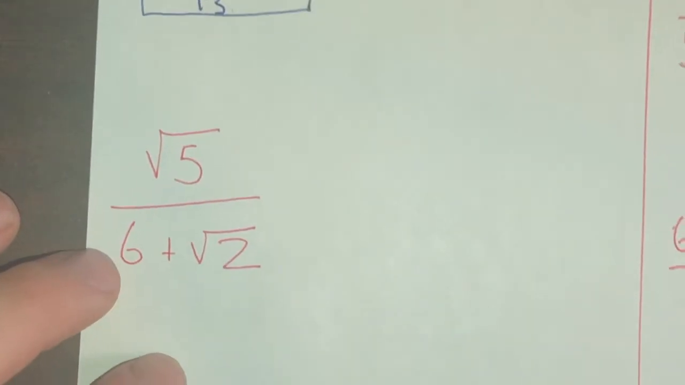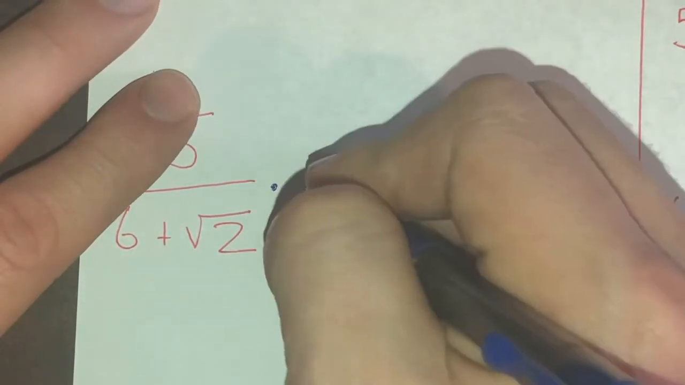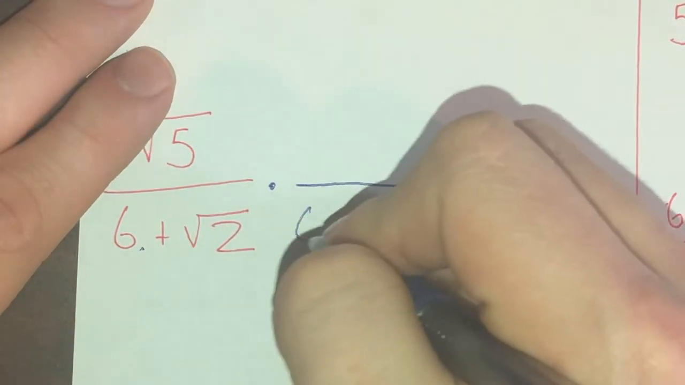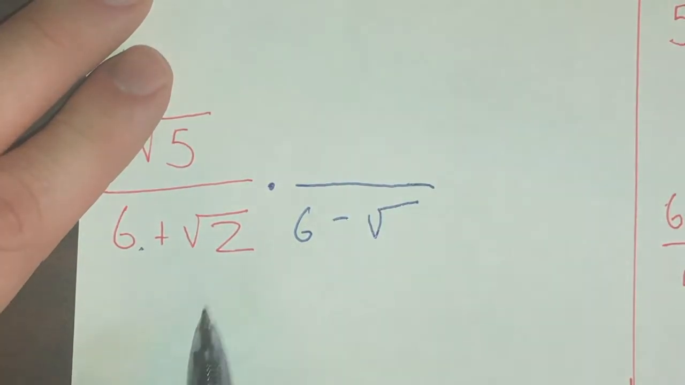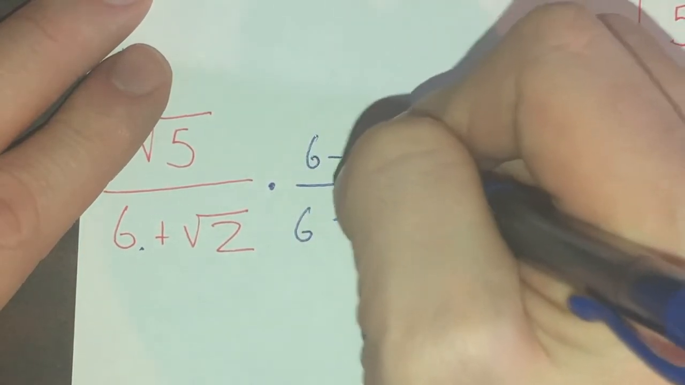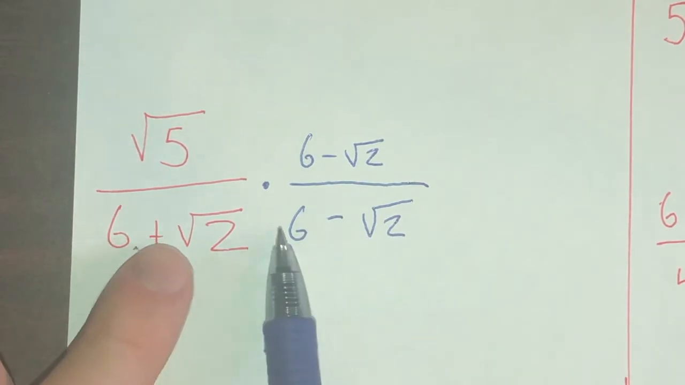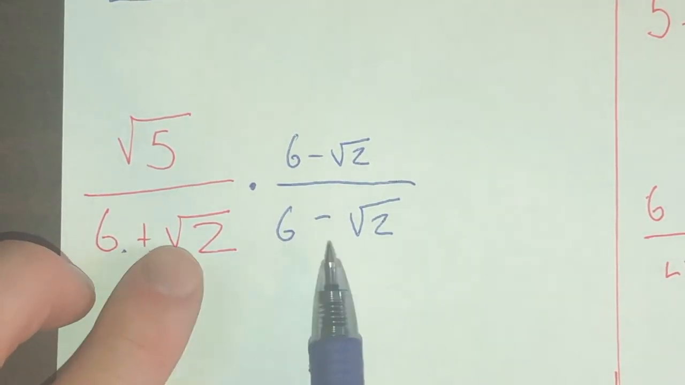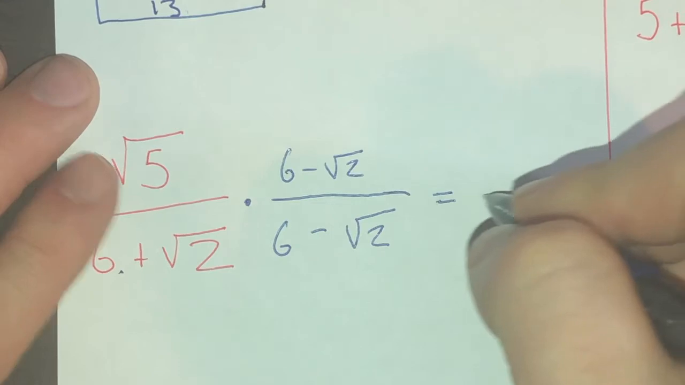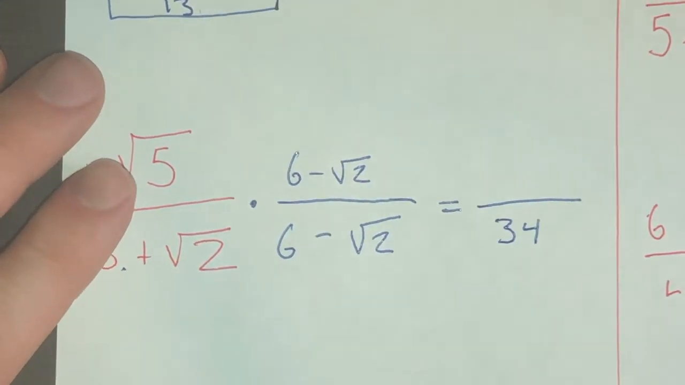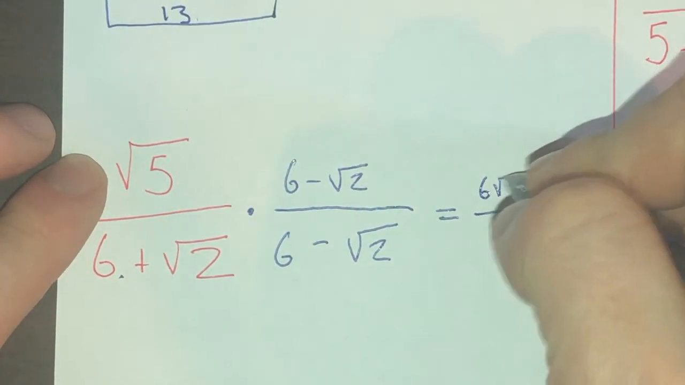Okay? Now I'm going to come down to this next one. A little bit harder because you got a root. But let's see what happens. First, hit it with the conjugate. 6. What's next? Minus. And the root 2. Okay? So when I do this, 36 minus 6 root 2 plus 6 root 2, so you see they cancel, minus 2. So it's 36 minus 2. 34 in the denominator. Up top, I get 6 root 5.